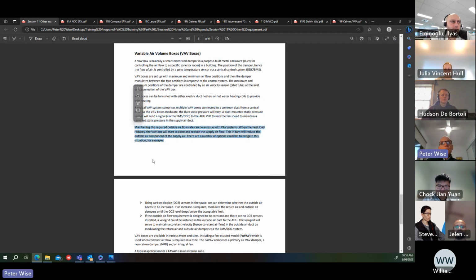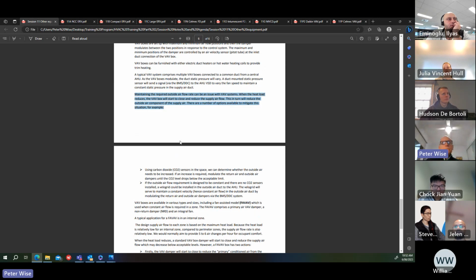Maintaining the required outside air flow rate can be an issue with VAV systems. The purpose of a VAV system is to vary the flow depending on the heat load. So if the heat load reduces, the VAV box will start to close and reduce the supply airflow. This in turn will reduce the outside air component of the supply air. So that can be an issue if you've got a VAV system serving a centre zone, for instance, where the supply air is dropping and the outside air is not sufficient for the occupancy of the space.